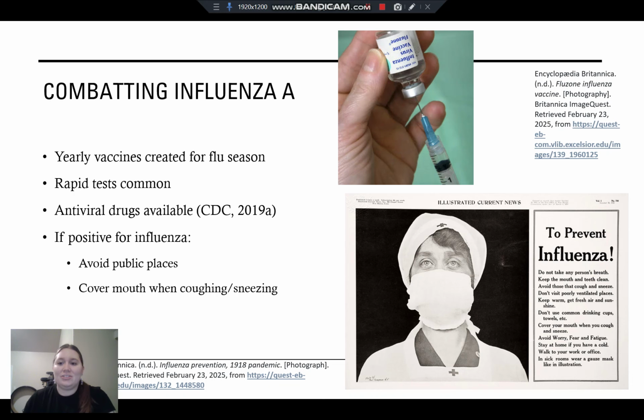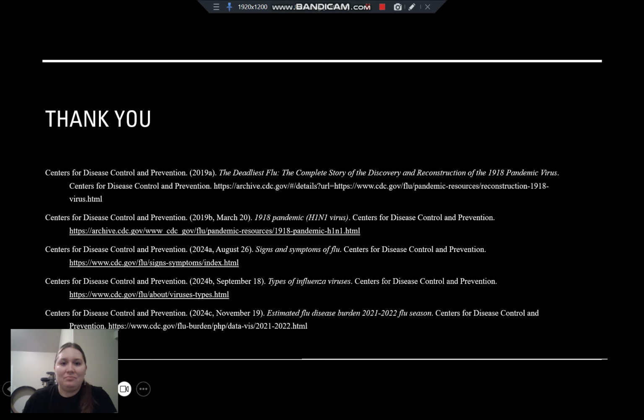And then there are also some things that you should try to do. This bottom picture here is from 1918 or 1919, and it tells you what to do to prevent influenza, and a lot of those things are going to be the same today, such as avoid public places, cover your mouth when you cough or sneeze, try to avoid sharing any kind of droplets with other people that may be infected, and cover your mouth and nose with a mask when you go out.